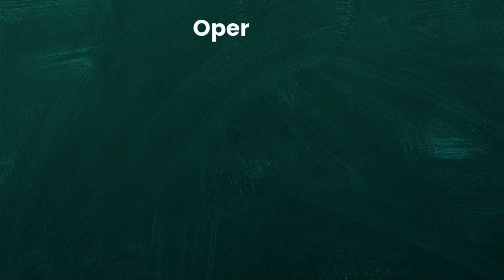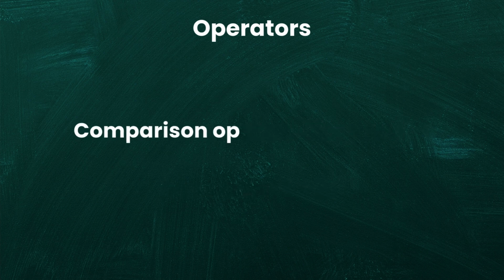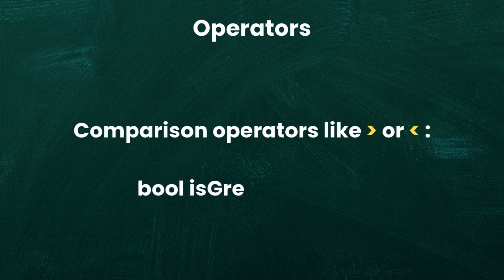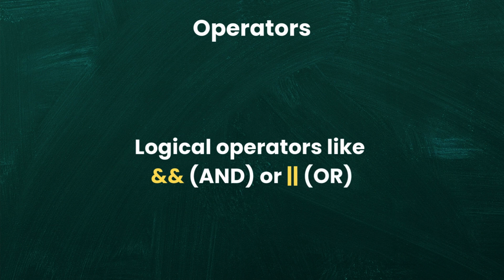Next, let's talk about operators. Operators are the tools you'll use to manipulate data. For example, there are arithmetic operators like plus and minus, comparison operators like greater than or less than to compare values, and logical operators like AND or OR to combine conditions.